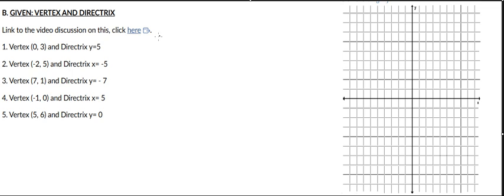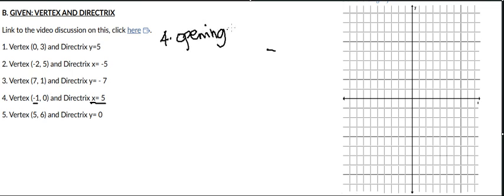Number 4, we are given a vertex of negative 1, 0 and directrix x equal to 5. Upon looking at this, x is with the directrix, so we're looking at the vertex here with an x equal to negative 1. So most likely the opening is either going to be right or left, following the direction of the x-axis. Anyways, let's try to plot that one and identify our opening.